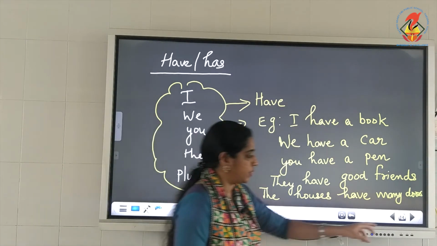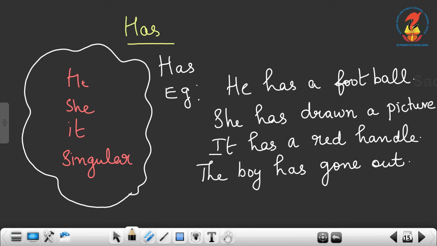Okay, now the next one, has. With which words or pronouns are you supposed to use has? Listen here: he, she, it and all singular, you have to use has. Singular means one thing. You can use has.